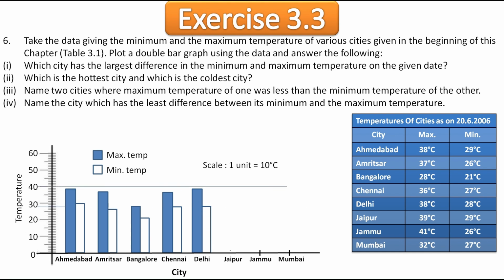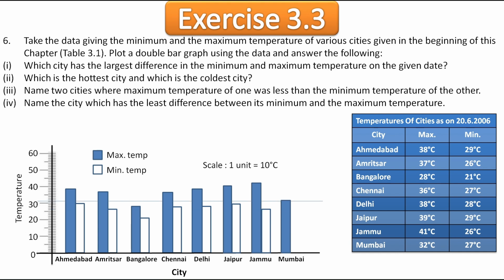In Jaipur, the maximum is 39 degrees centigrade and the minimum is 29. In Jammu, the maximum is 41 and the minimum is 26. And in Mumbai, the maximum is 32 and the minimum is 27. So this is the double bar graph I have drawn. Now we have to answer the following questions. Which city has the largest difference between the minimum and maximum temperature in the given data?